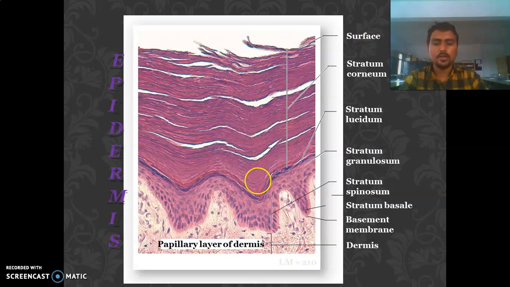These are the structures of the epidermis. Here the first one is the stratum basale. After it is the stratum spinosum. After that the stratum granulosum, where granules are present in this area. After that the stratum lucidum, and the largest part is the stratum corneum.